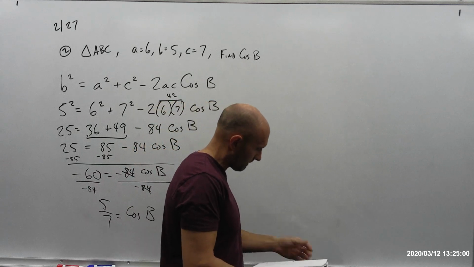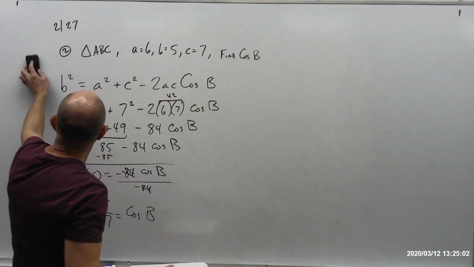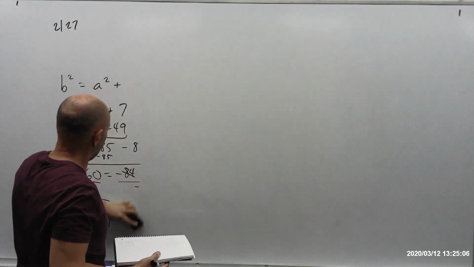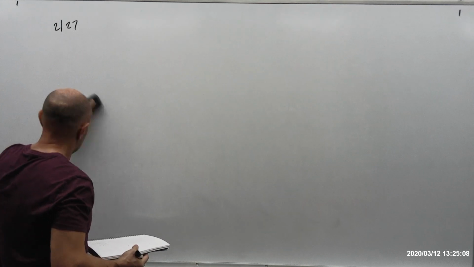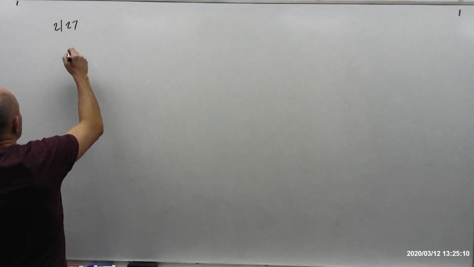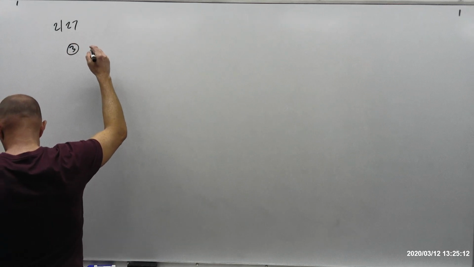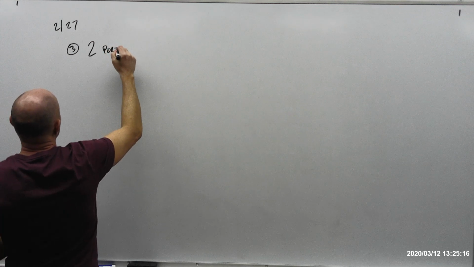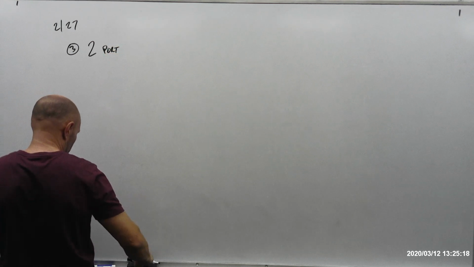Number 3. Again, these are all for February 27th. Problem number 3 is our boat problem. We have 2 boats leaving a port at the same time.